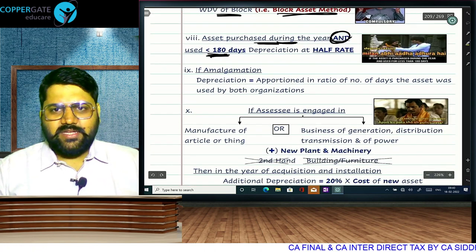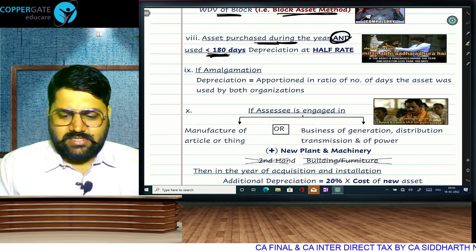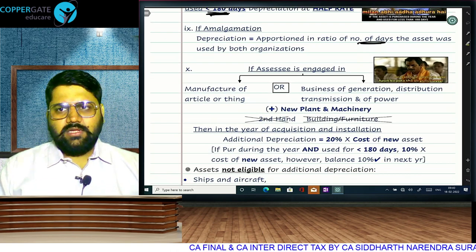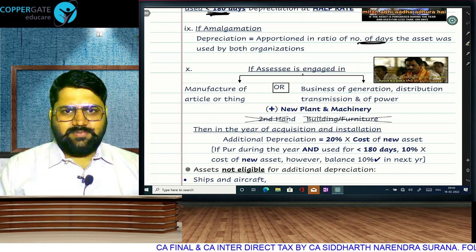If there is any amalgamation, then between the predecessor and successor, we will charge depreciation in the ratio of the number of days. In income tax, the WDV block asset method is compulsory.